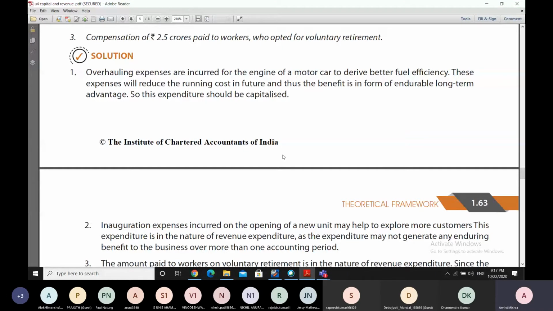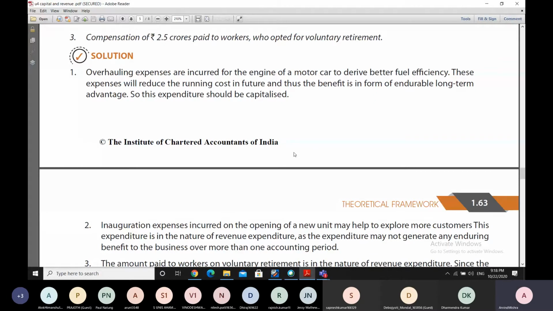Now when you open a new unit in an existing setup, more customers will come in future. Now this expenditure that is being made on the inauguration expenses could help to go for more customers, but that by itself doesn't mean that there is going to be an enduring benefit from this. Enduring benefit is not assured here.